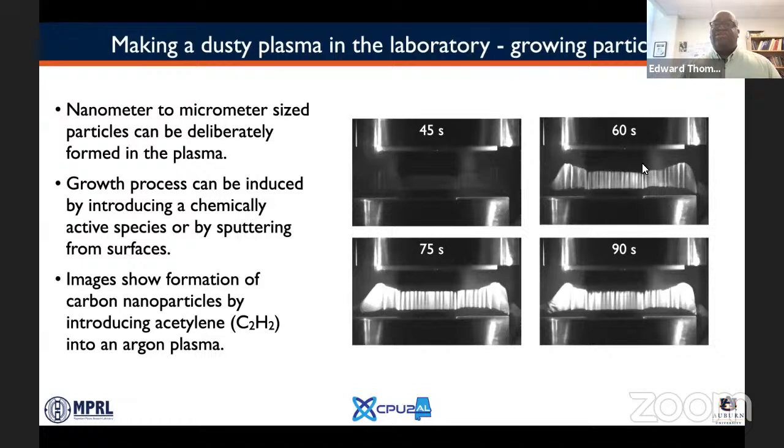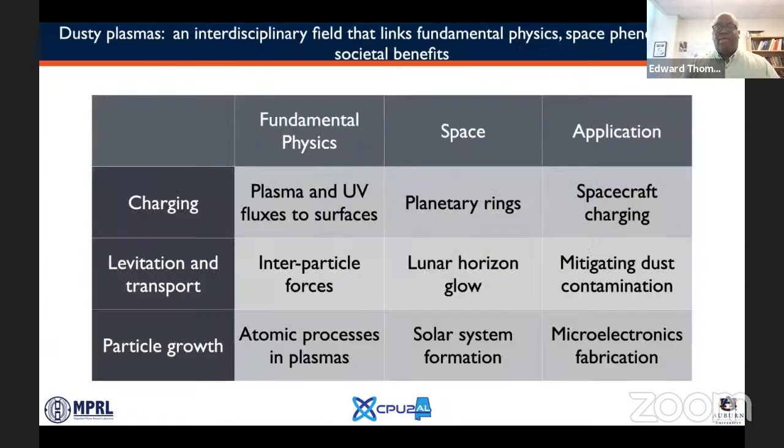And then over even just a few seconds, there is a laser that's shining into the experiment. And what you see, this little cloud of material that's getting brighter and brighter, these are the dust particles that are actually growing inside of the plasma. And so this is another way that we can make a dusty plasma in the laboratory, either to inject preformed particles or to actually grow particles and put them into the plasma.